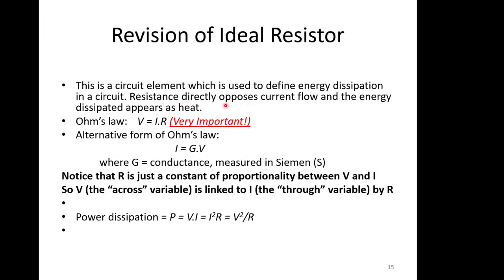Resistance, which is where its name comes from, directly opposes current flow, and the energy dissipated appears as heat. It's officially the only way of getting rid of energy in a circuit. You turn it into heat.